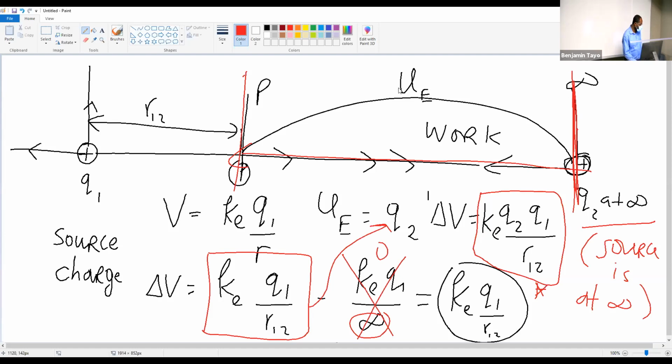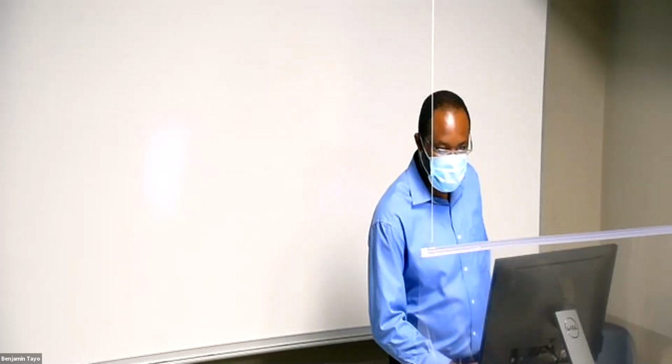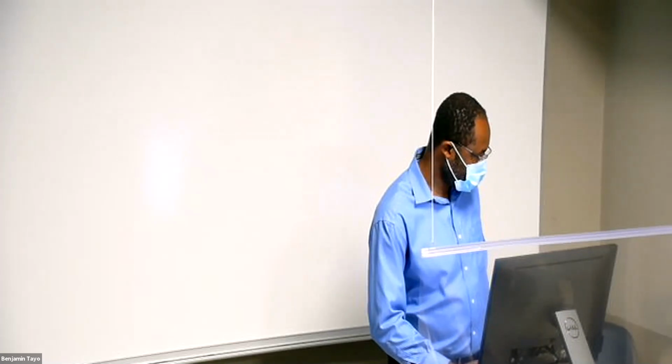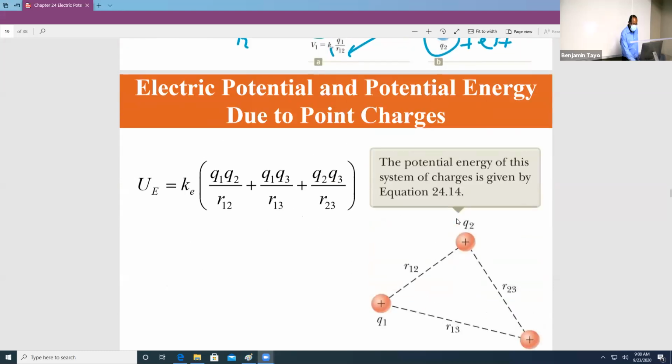Okay. So I'll go back to the PowerPoint. Now, this example is what we're trying to use to calculate the potential energy for a system of 3 charges.